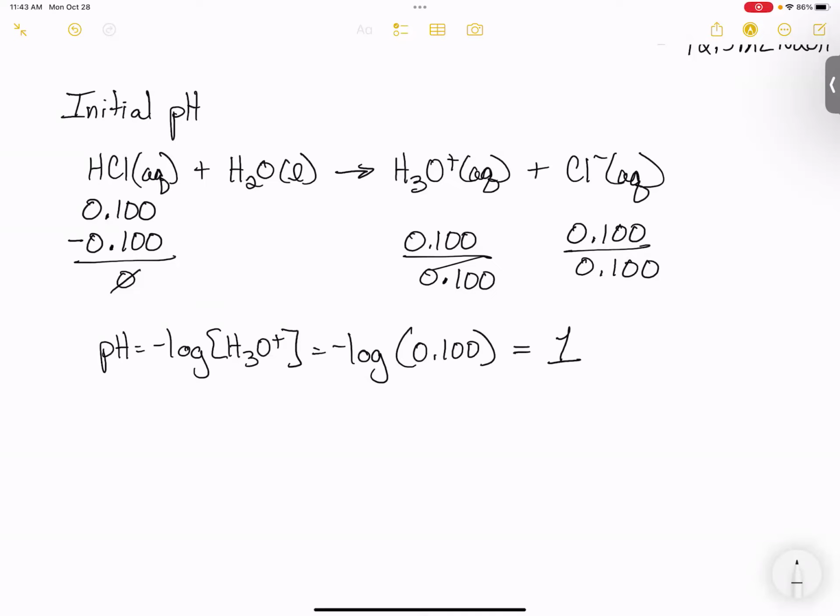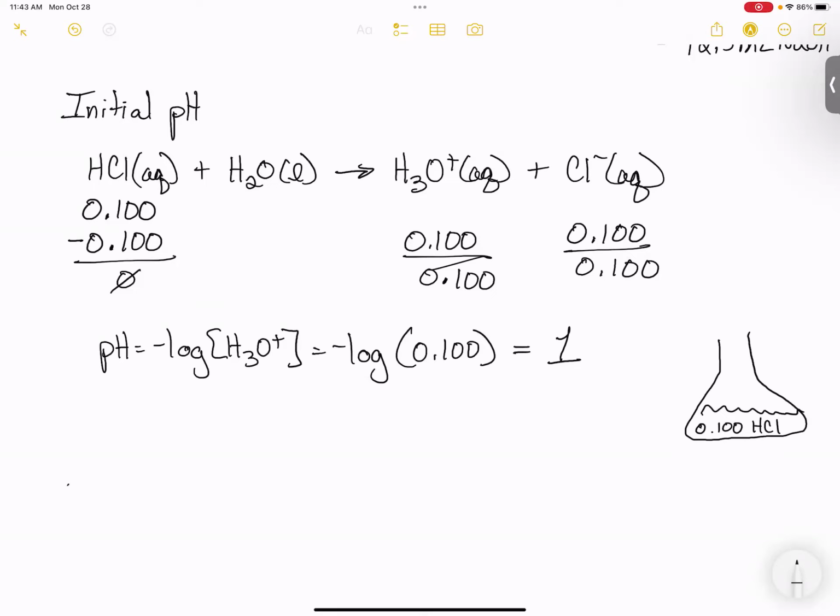Folks, that's because if you think about this flask at this point, all that was in this flask was the 0.100 HCl. This was the initial pH. This is pH before anything is added. Okay.